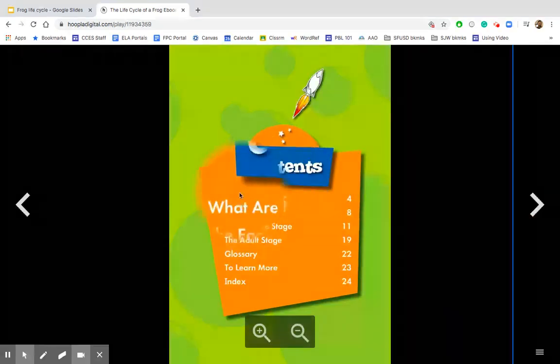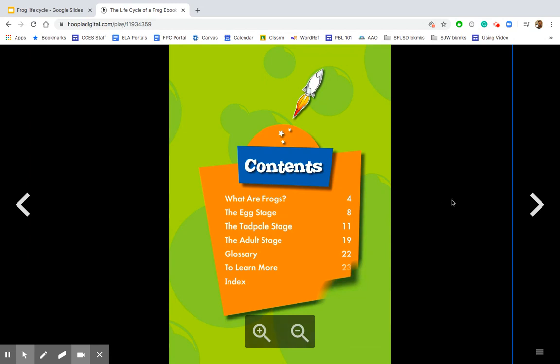Here's the table of contents. What are frogs? The egg stage, the tadpole stage, and the adult stage.